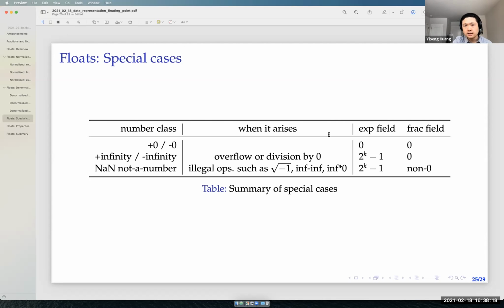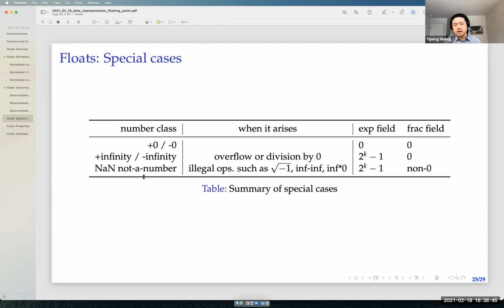And this actually leads to a case where in floating point numbers, we have both positive 0 and negative 0. But that's fine. That's just a quirk in the floating point representation. And then other combinations of the exp field and the frac field can be used to encode positive and negative infinity.